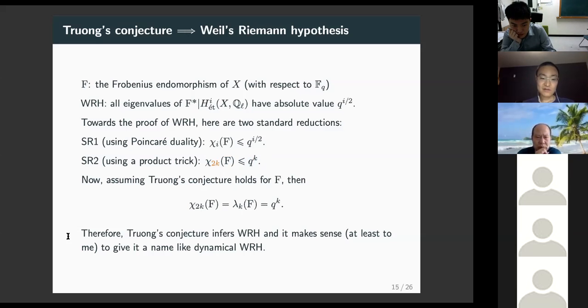And this is a remark. Because Truong's conjecture implies the Weil hypothesis, it makes sense to call it something like a dynamical Weil hypothesis.